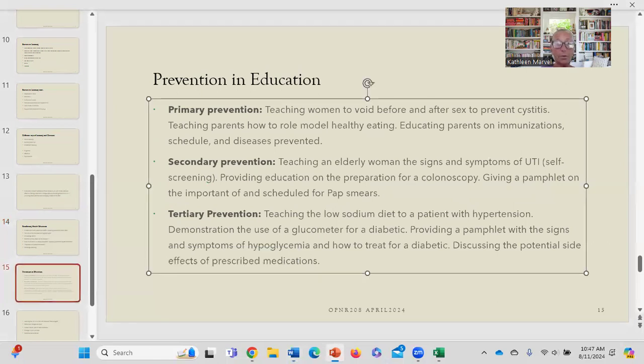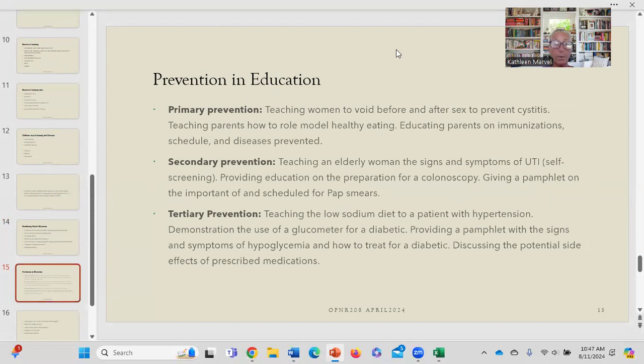And here's some examples of primary, secondary, tertiary with regards to patient education. An example of primary: teaching women to go to the bathroom before and after sex to prevent cystitis, teaching patients how to role model healthy eating, educating parents on immunizations. Secondary: maybe you're teaching an elderly woman the signs and symptoms of a UTI, helping them with self-screening because they're at risk, providing education on preparation for colonoscopy.